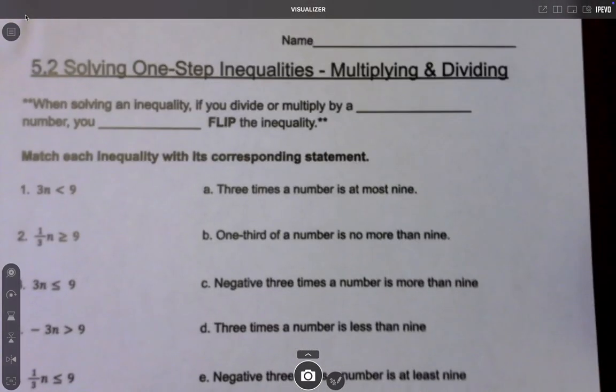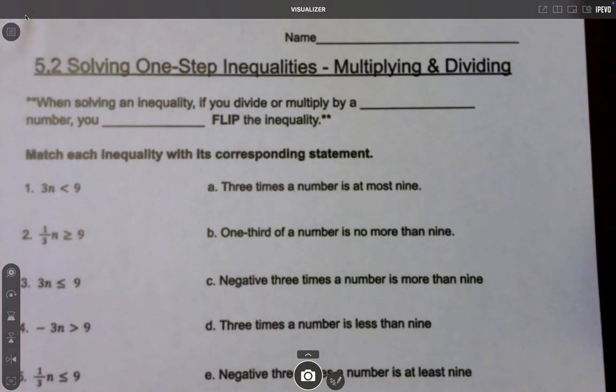We worked in section 5.1 on one-step inequalities that required adding and subtracting. Today we'll do it with multiplying and dividing. So I mentioned that with adding and subtracting, there's literally no difference in the way you solve an inequality or an equation. However, with multiplying and dividing, there is one exception.